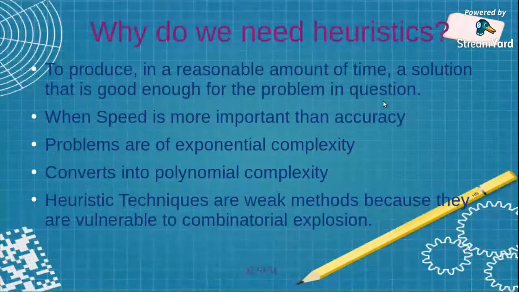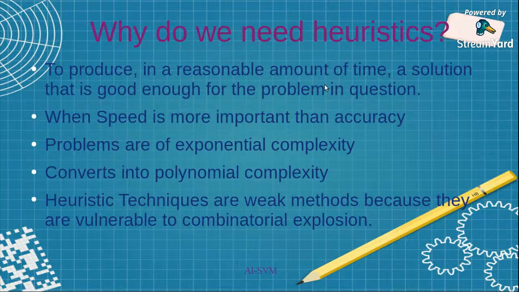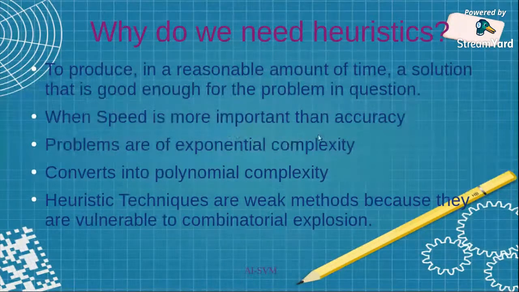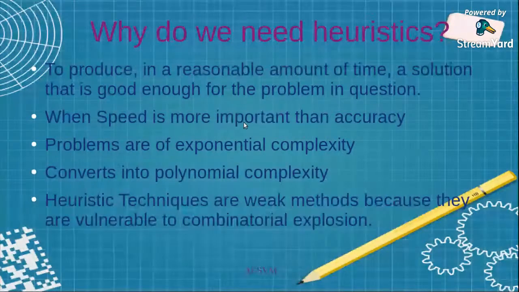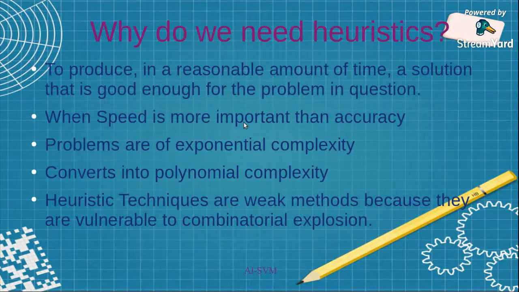Now, why do we require this? Just to make sure that in a given reasonable amount of time we get a solution which is sufficient for the problem at hand. When speed is more important than accuracy, then, for example, if I ask you a question like what is today's exchange value for a dollar? Yes, it's 73 rupees or something. If you keep on telling more accurately, then definitely you need to search and all that. There, speed becomes the problem.